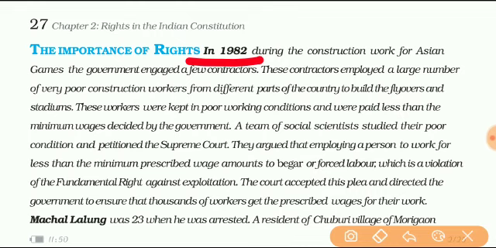So a team of social scientists studied their poor condition and petitioned the Supreme Court. They argued that employing a person to work for less than minimum prescribed wage amounts to begar or forced labor. Begar or forced labor is a condition where a worker is suppressed to work without any payment, or sometimes less payment is also given, which is a violation of the fundamental right against exploitation. Right against exploitation is also your fundamental right.